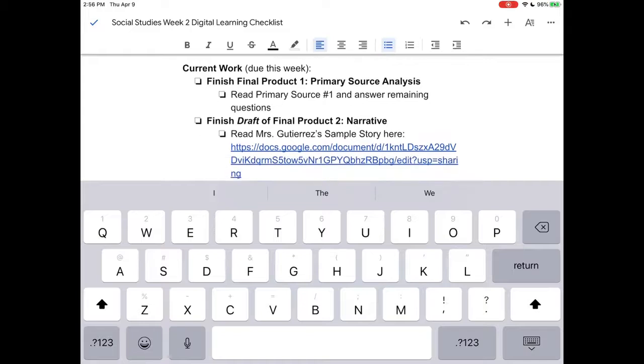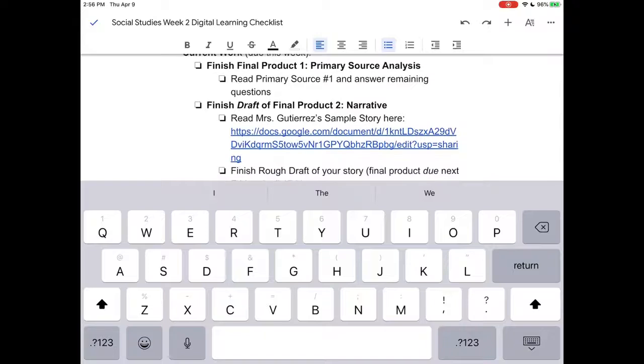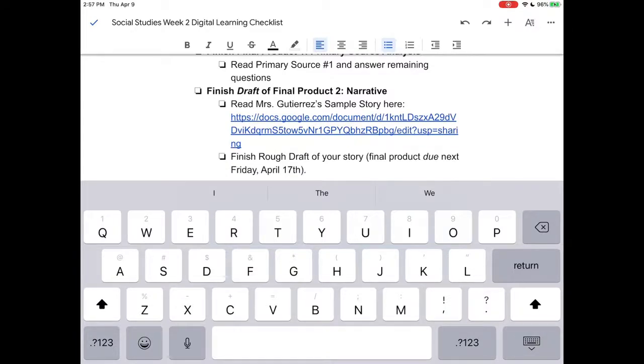So with that review, we're going to look at the expectations for today. We're going to try to finish final product number 1, which is our primary source analysis, and then we're going to finish a rough draft of final product number 2. Mrs. Gutierrez was kind enough to write a sample story for final product number 2 here, and this would be a wonderful way for you to look at the story for inspiration, but also try to imagine yourself in the time period of the 1400s and 1500s.